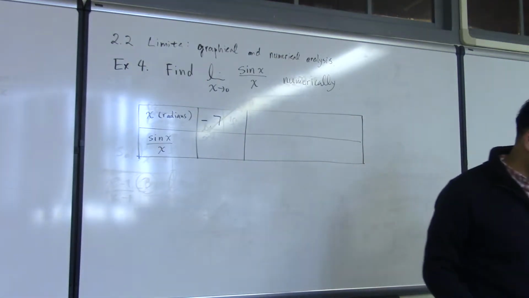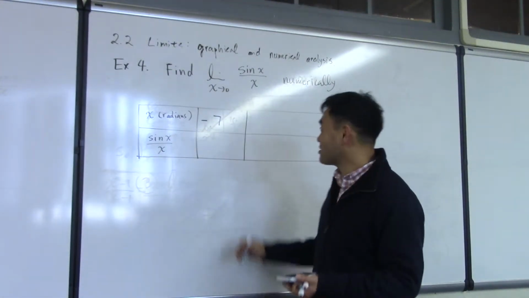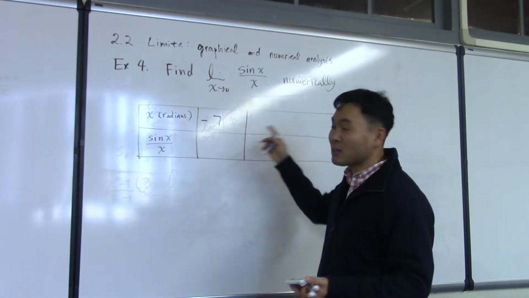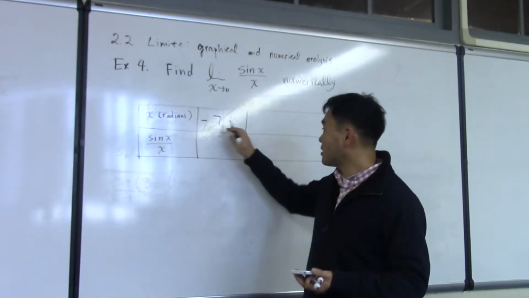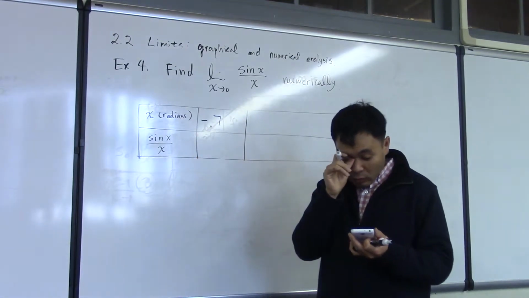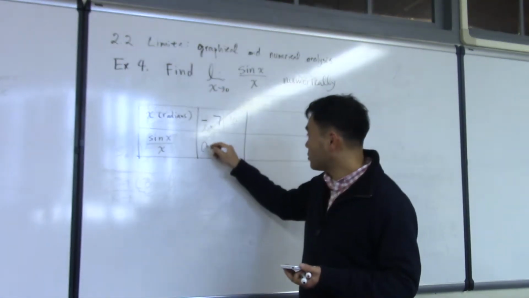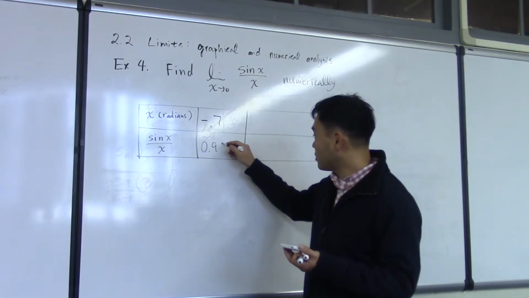Don't ask me why I chose that, because that's what I have here. But it's kind of close to 0, right? If I plug in the negative 0.7 into sine x over x, I will be getting the value 0.92031.